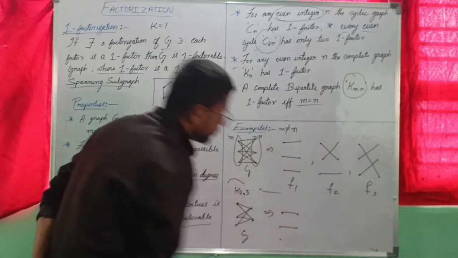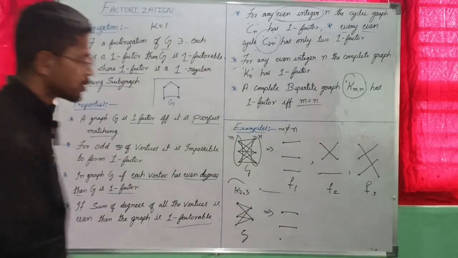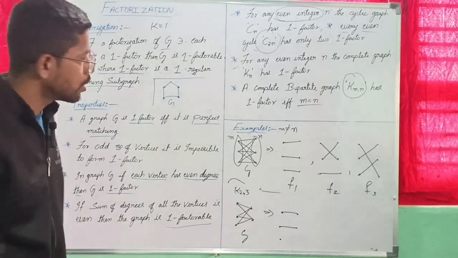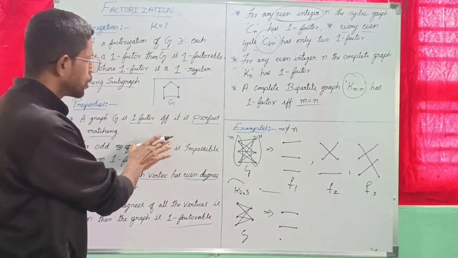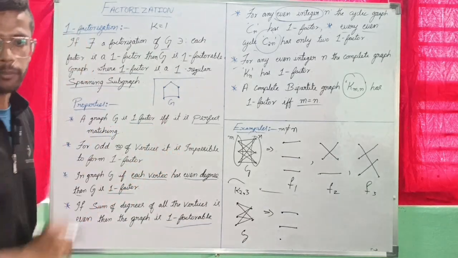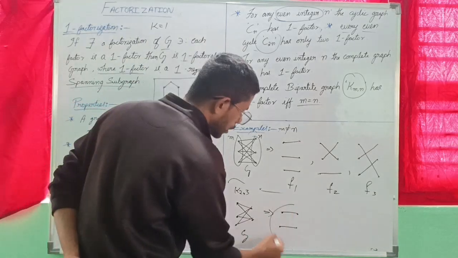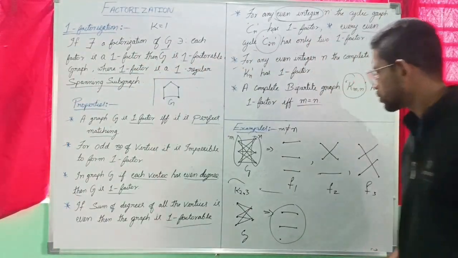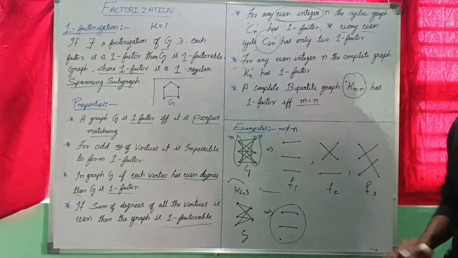When we decompose this graph G into multiple factors, we get something like this. Is this a perfect matching? Not right. It is not a perfect matching. According to property 1, a graph G is one factor if and only if it is a perfect matching. But here we are getting a matching that is not perfect, right? So this is the last property.